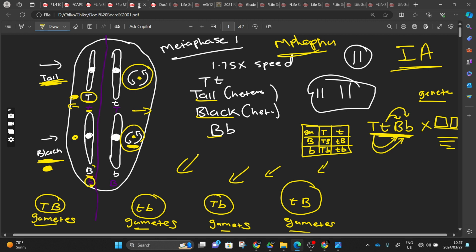Or you can use this strategy: the first letter, capital T, with B, and then capital T with small b, and then small t with B, and small t with small b. Are these not these gametes? So this will be your one cell, and then this will be one sperm, this will be one sperm, this will be one sperm. Now moving to go and fertilize an ova.